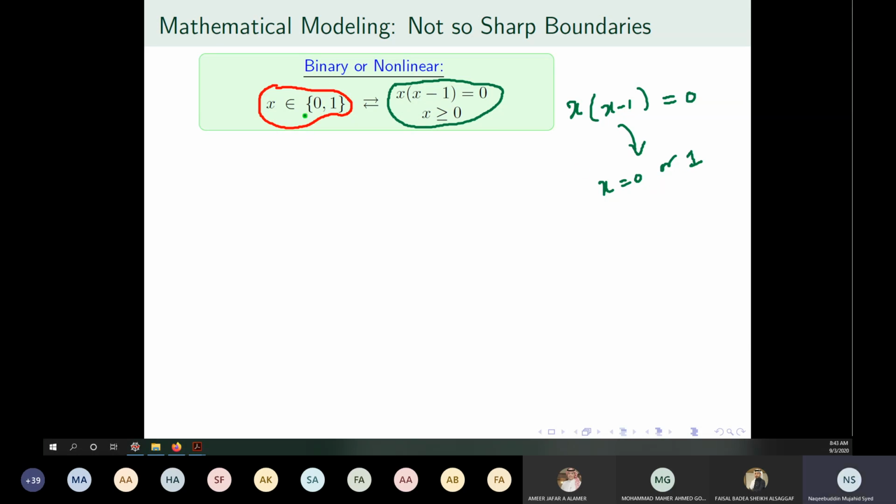So the only possible solution for this equation is x equals 0 or 1, which is the same as what it says here. So by the look, it looks like discrete and continuous, but when you actually look for the feasible solutions, they have the same feasible solutions. 0, 1 here and 0, 1 here. That's why they are the same.